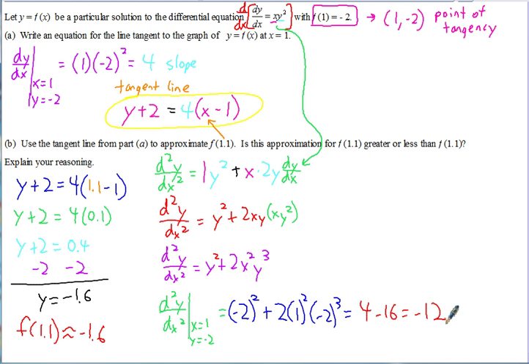And again, since the second derivative is negative, that means the graph is concave down, shaped like a fountain. And if it's concave down, that means the tangent line is going to, again, overestimate the actual value. So we can say f of 1.1, approximately equal to negative 1.6, is greater than f of 1.1.